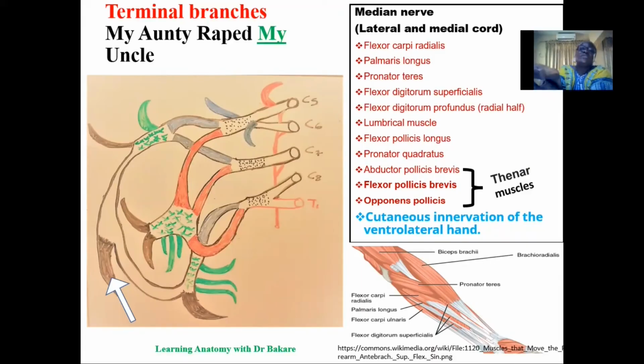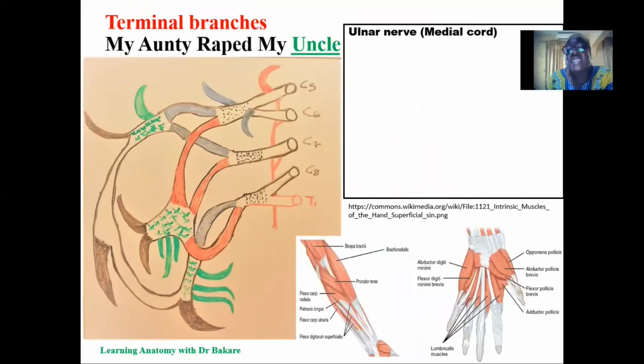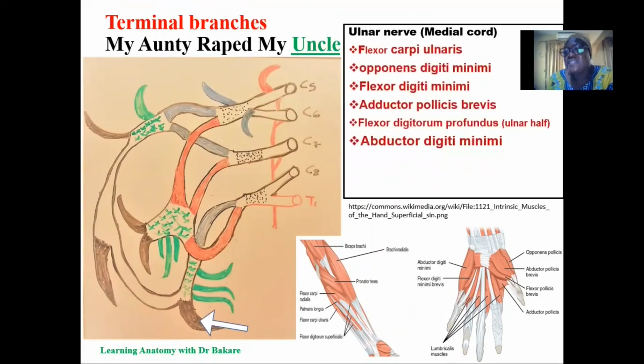We already said that the dorsolateral part is supplied by the radial nerve. So the ventrolateral part is supplied by the median nerve. Then the ulnar nerve, which is the last one that emerges from the medial cord, supplies the flexor carpi ulnaris, opponens digiti minimi, the flexor digiti minimi. It also supplies adductor pollicis brevis, which helps to adduct the thumb. Then we have the flexor digitorum profundus, which is the ulnar half, and this is supplied by the ulnar nerve. Then we have the abductor digiti minimi, which helps to abduct the last finger.